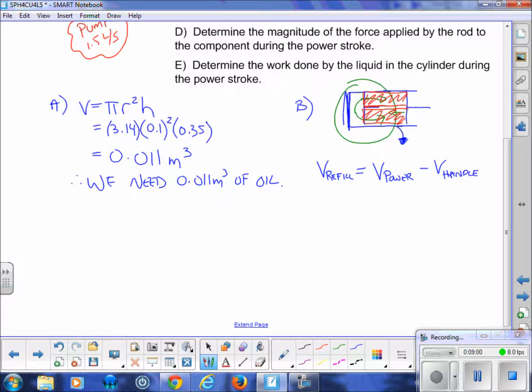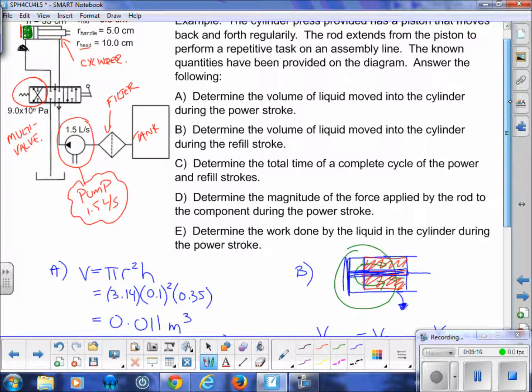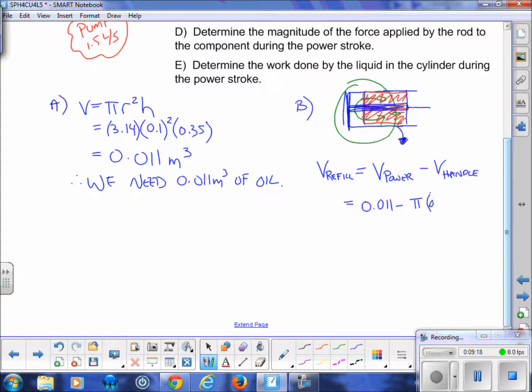Okay, the volume of the handle, because that handle is occupying space. The cylinder's not thin, right? That cylinder's in there occupying space. So we know the power stroke was 0.011 minus pi, and the radius of the handle is provided. It's 5 centimeters, so 0.05 squared times 0.35.